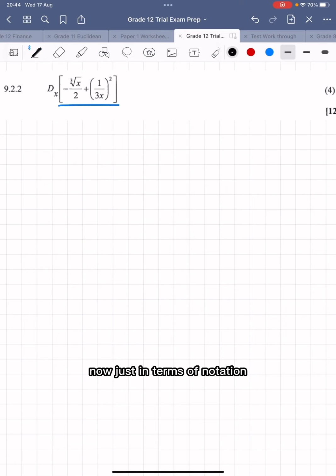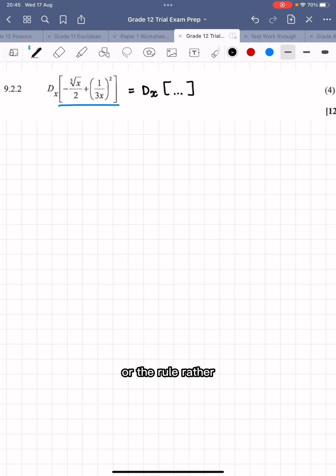Now, just in terms of notation, while we are still simplifying the expression in these brackets, we need to keep writing d of x and then have our square brackets. Only once we actually find the derivative are we not going to write d of x and these brackets.